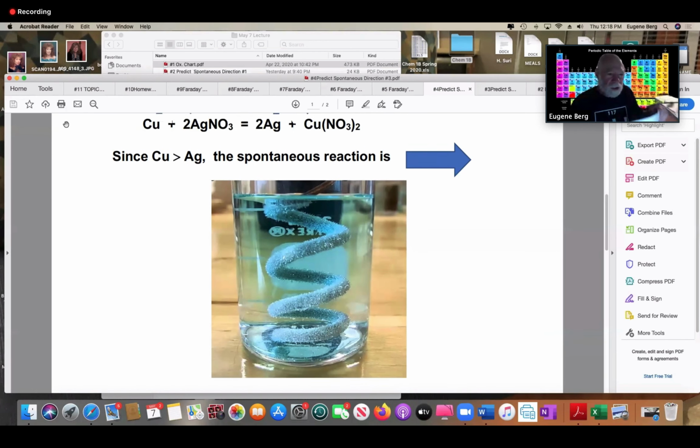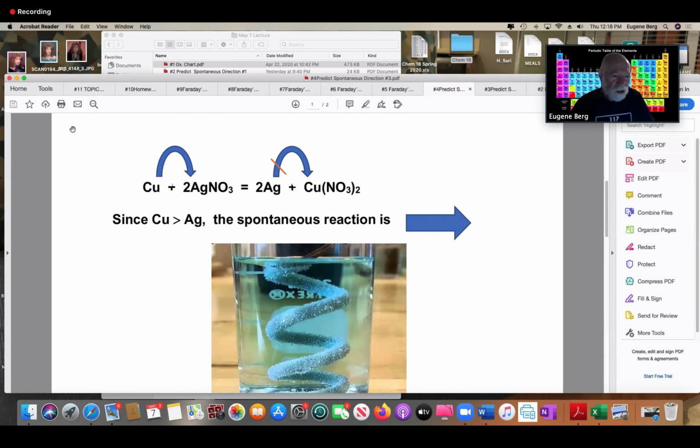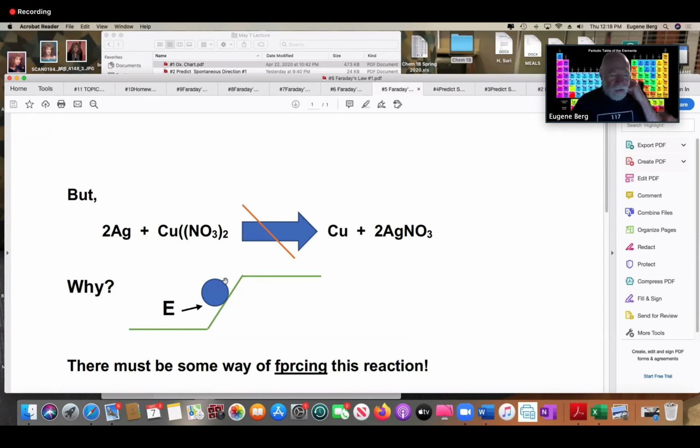Take a good look at this reaction, because the next chart is going to show the reaction in reverse, because I want to talk about reversing the reaction. Notice I've written the reverse of the reaction, and I put a slash because that reaction does not take place. Why is that? Because copper can give electrons to silver in solution, but silver cannot give electrons to copper in solution. So that is a non-spontaneous reaction.